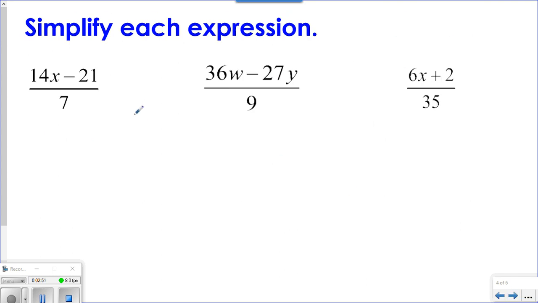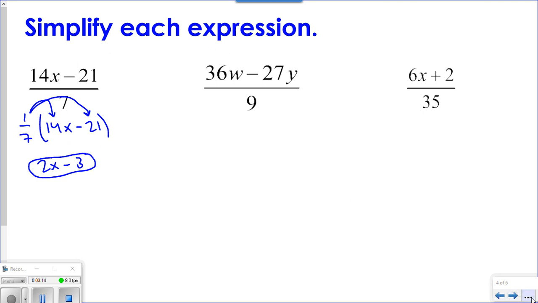We can also use the distributive property to help simplify expressions like this. We can rewrite this fractional expression as 1/7 times 14x minus 21. We distribute the 1/7 through, so first we get 2x, and then 1/7 times negative 21 is going to give us negative 3. That's one way of doing it.